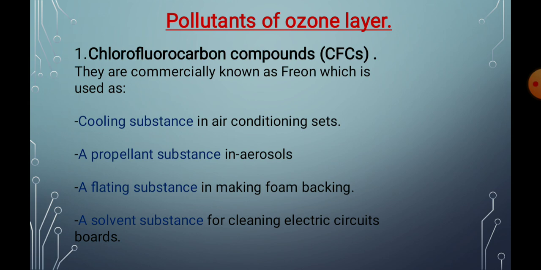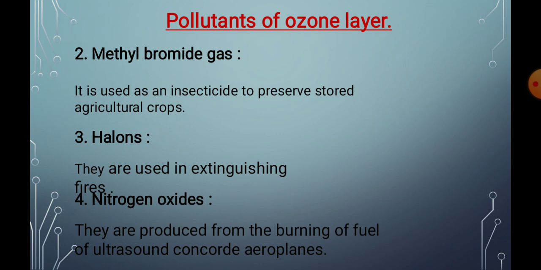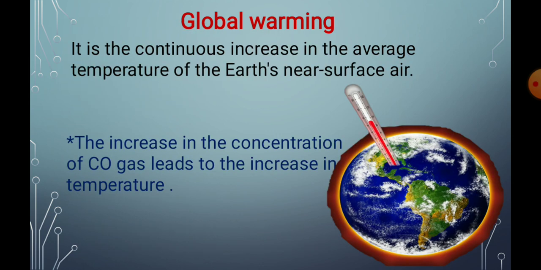The pollutants of the ozone layer: first, chlorofluorocarbon compounds, CFCs. They are commercially known as freon, which is used as a cooling substance, a foaming substance, a flattening substance, and a solvent. Number two, methyl bromide gas, which is used as an insecticide to preserve stored agricultural crops. Halogens are used in extinguishing fires. And finally, nitrogen oxides, which are produced from the burning of fuel of supersonic Concorde airplanes.